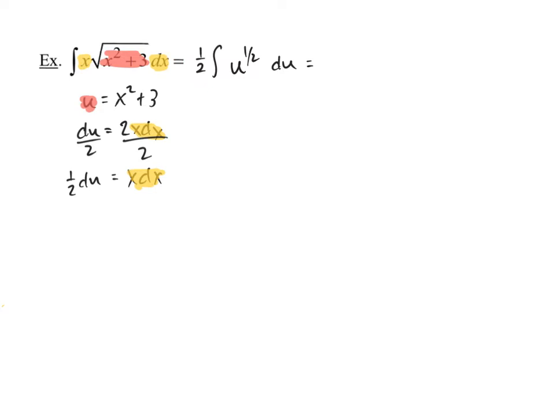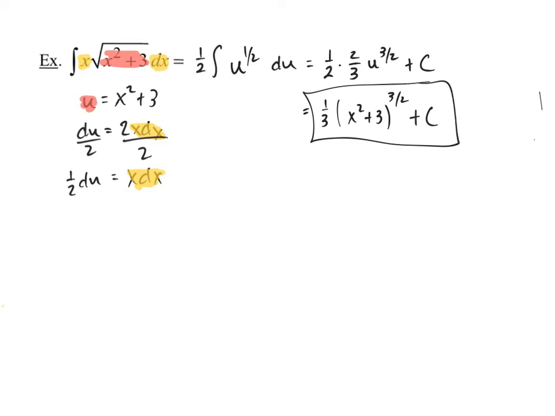Okay, this now fits my antiderivative rule for the power rule, so the bump up and divide, as we like to say. So this will be 1/2 multiplied by the antiderivative of u to the 1/2, which will be u to the 3/2. Dividing by 3/2 is the same thing as multiplying by 2/3, and then don't forget your plus c. Okay, so just cleaning this up, 1/2 of 2/3 is 1/3, and then because this was an indefinite integral in terms of x, I'm going to rewrite it in terms of x, and so this will be 1/3 of x squared plus 3 to the 3/2 plus c, and that will be my final answer.